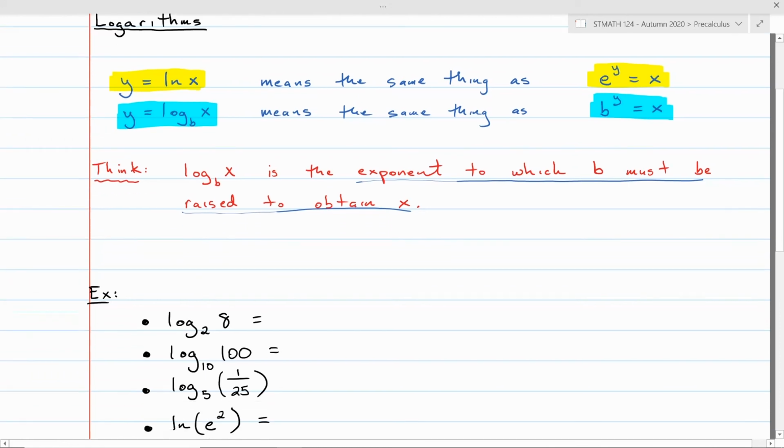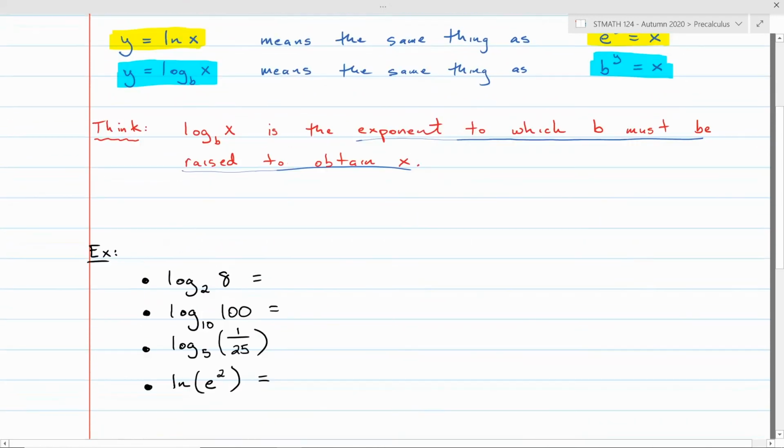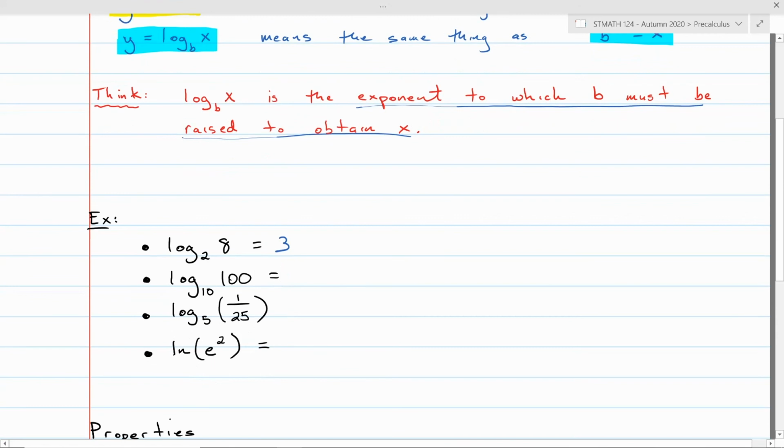Let's do a few examples here. Log base 2 of 8, down here in this list of examples, is asking you, to what power do you raise 2 to get 8? Well, 2 to the third equals 8. So the answer is 3. Log base 10 of 100 is asking you, to what power do you raise 10 to get 100? Hopefully you see that the answer is 2. So the first one was true since 2 to the third equals 8, right? And those two equations, 2 to the third equals 8, means the same thing as log base 2 of 8 equals 3. And this one is true since 10 squared equals 100.